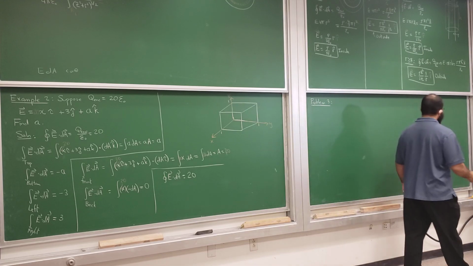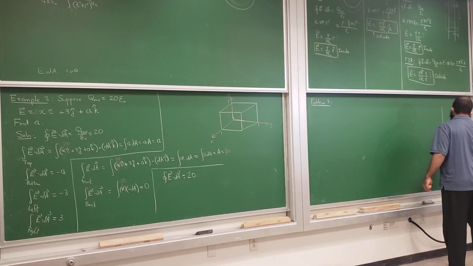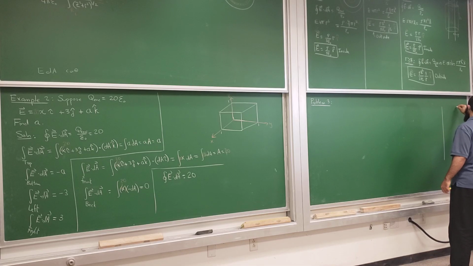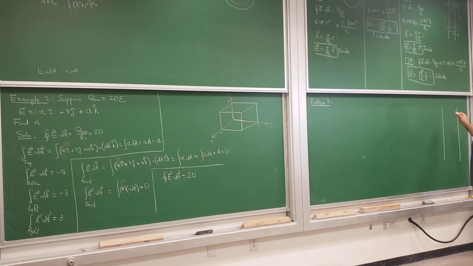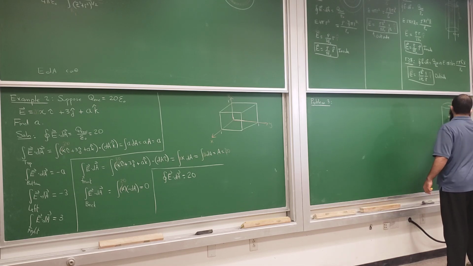Problem 3 looks like this. We have an infinitely long cylinder. Here it is. That's the infinitely long cylinder. The radius is capital R. Okay. It's infinitely long. This is the axis of the cylinder.